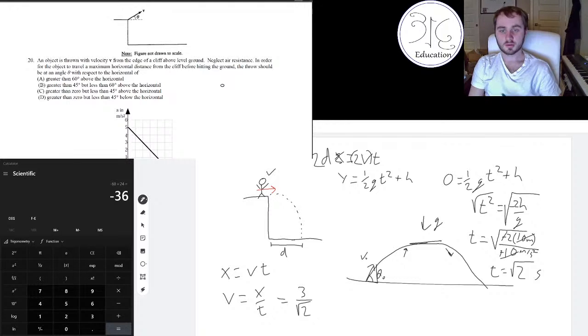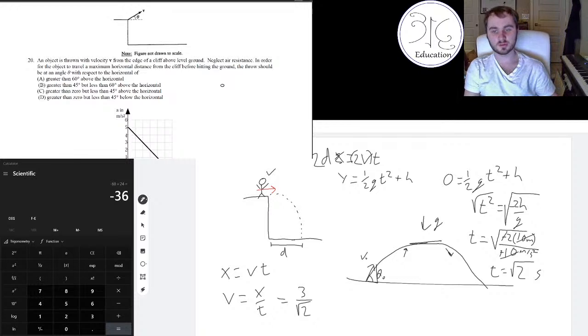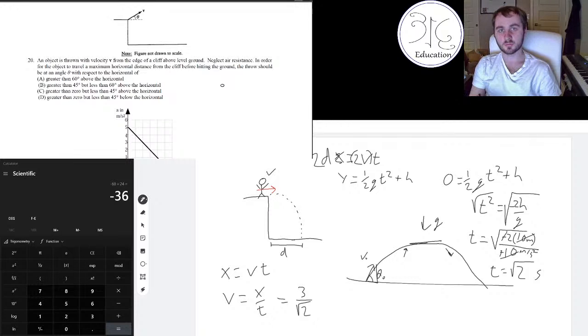So for maximum distance, it optimizes to 45 degrees. That's not one of the options, is it? Maximum horizontal distance. Well, we can get a little bit further than just the 45 degrees if we started at this initial height, right? So I'm comparing B and C as our two front runner options, because both are right in that ballpark, right around that optimal angle, 45 degrees. This is greater than 45, but to 60. This is between 0 and 45.